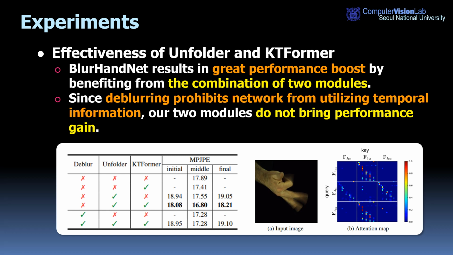Interestingly, using Unfolder and KTFormer does not bring performance gain when training and testing on deblurred BlurHand. This is because deblurring prohibits the network from utilizing temporal information. The figure on the right side shows the attention map calculated from the KTFormer. The attention map indicates that temporal information is highly preferred to compensate for insufficient joint information in a certain time step.